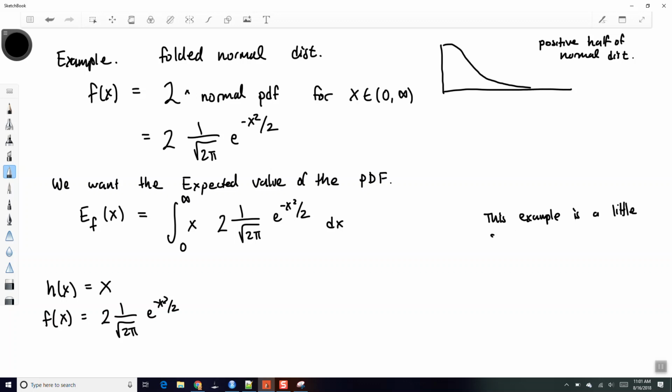Is a little silly because we can draw samples from f of x, right? All we have to do is just draw normal values and then take the absolute value of them, right? And we would be getting values from the folded normal, okay? Or, I mean, if you want to be really extreme, you can just throw away the negative values, okay?